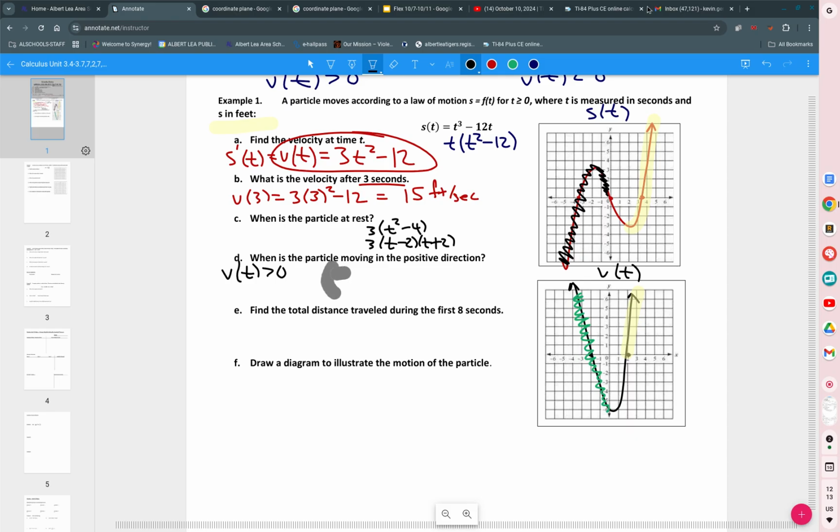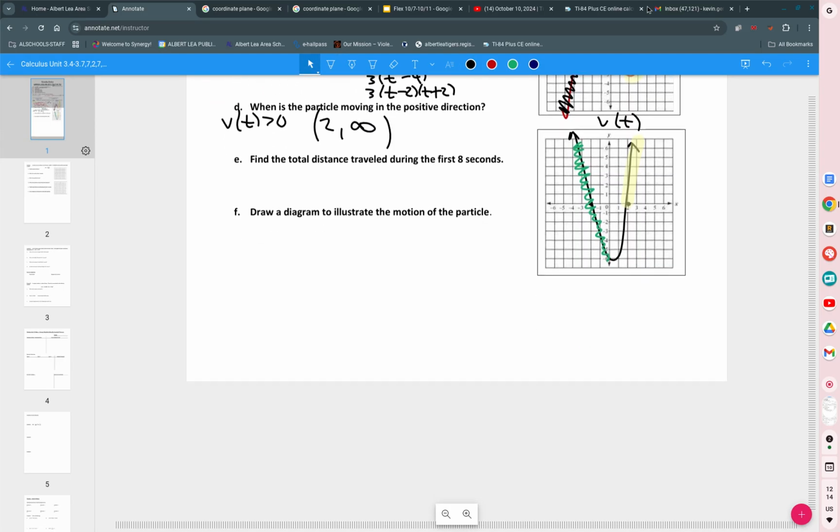Yeah, so we're going to go from 2 to infinity. Now we don't include the 2, just use a parenthesis. At 2, it's actually at rest, so it's not traveling to the right or the left.